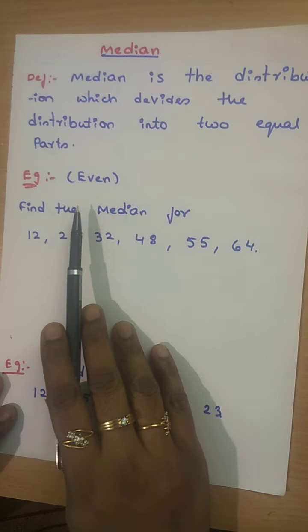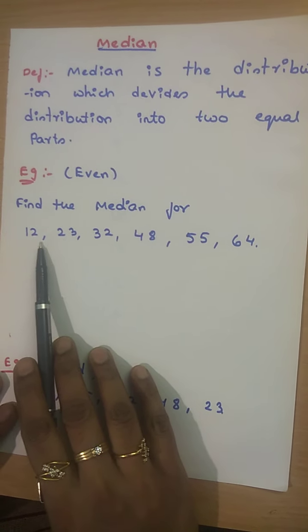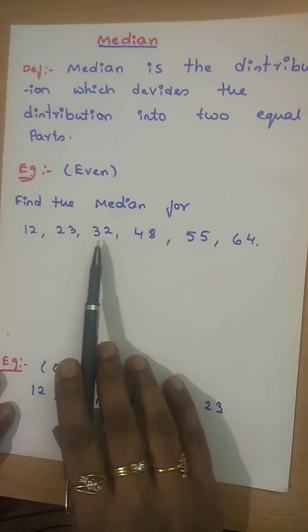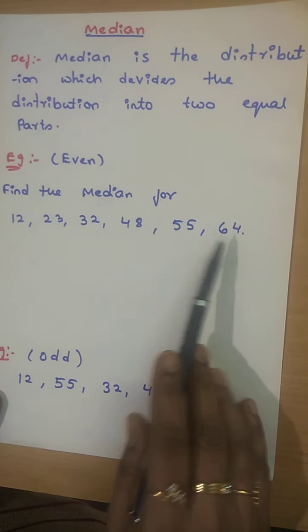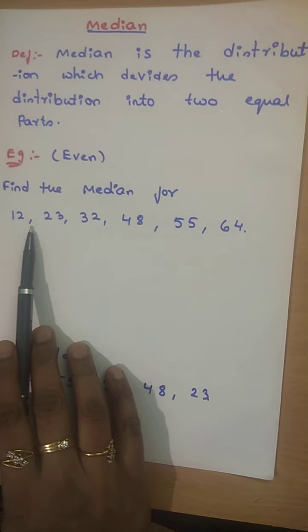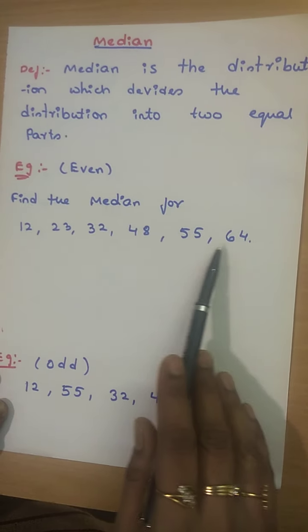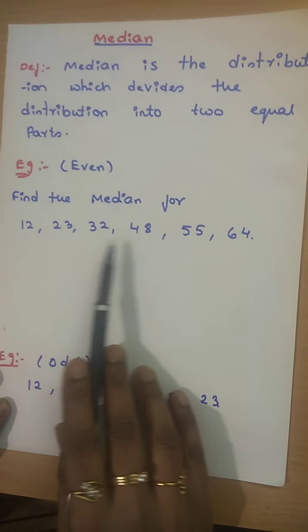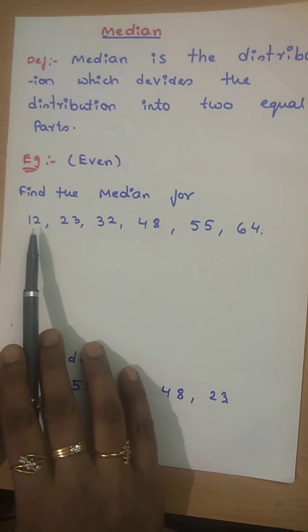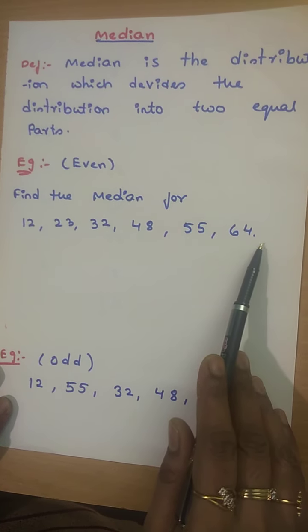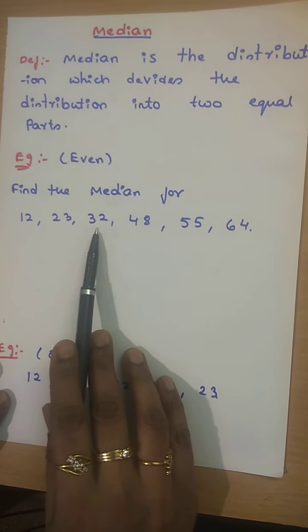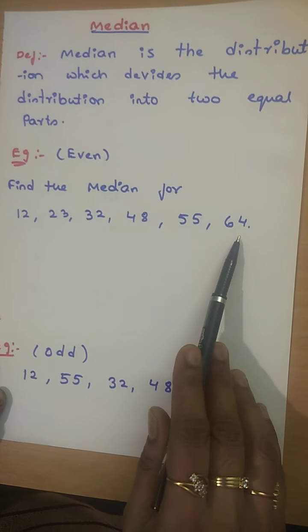Okay, here is the example: 12, 23, 32, 48, 55, 64. Here I have taken 6 observations. 6 means even number. First we need to arrange the data in either ascending order or descending order. Here I have already arranged the data in ascending order: 12, 23, 32, 48, 55, 64.